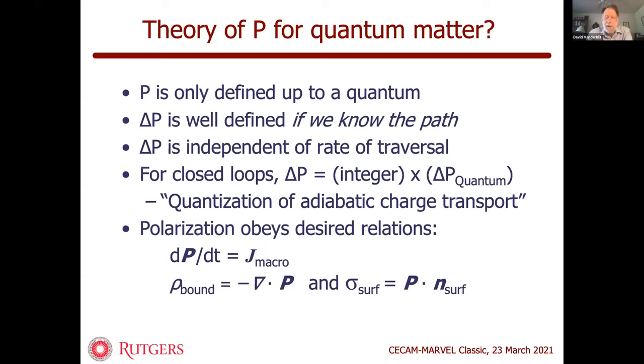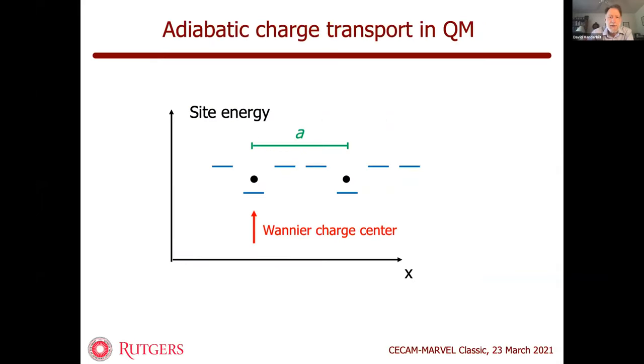And so a quantum theory of polarization has to have these same features. It should have all of the same features that the previous theory had. And in particular, it should obey the quantization of adiabatic charge transport. And I regard this as sort of the most crucial feature, because once you have this feature, then the other features more or less follow. And so let me try to explain that a little bit.